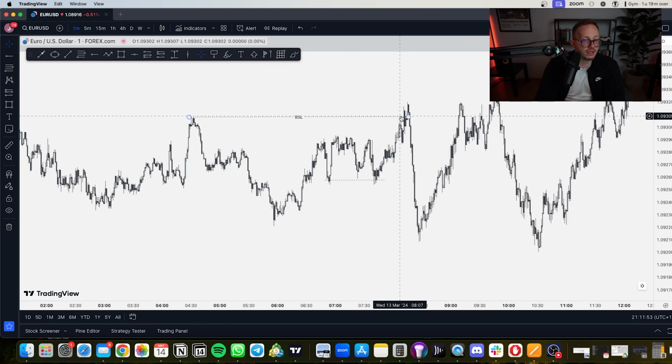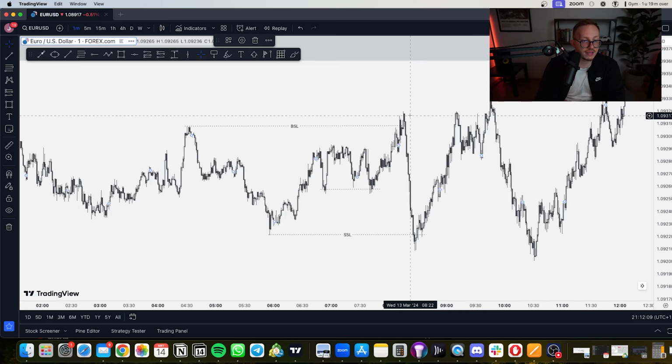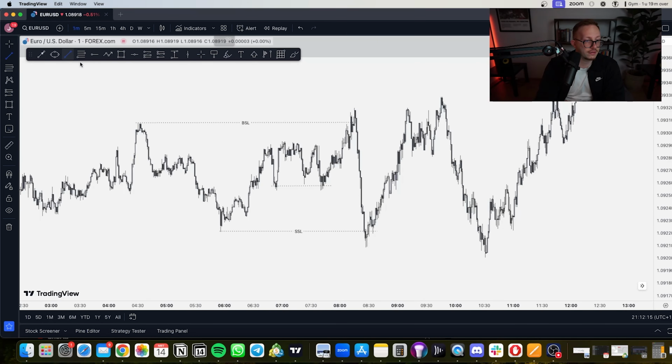So what happened in these scenarios? Right here, buy side got taken out. It went down very, very aggressively. Right here, sell side got taken out. It went up very, very aggressively, as you can see. Then again, buy side gets taken out. See, this is now the highest point that broke the previous low. So this is our new buy side. And then it went down to sell side once again, and then it went up higher.